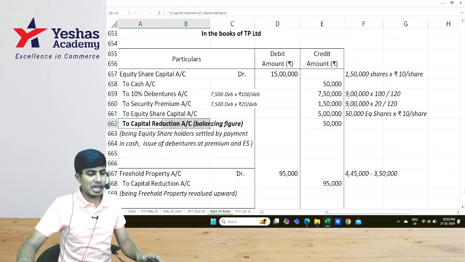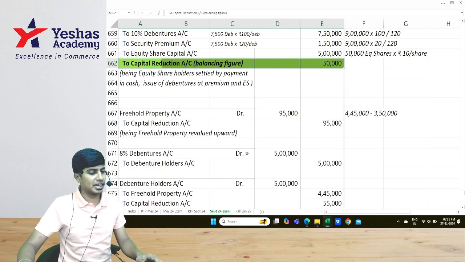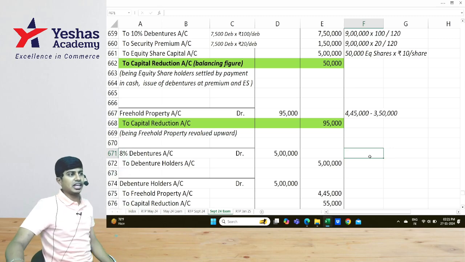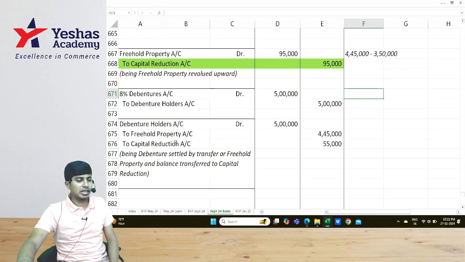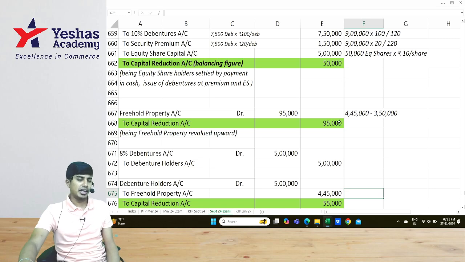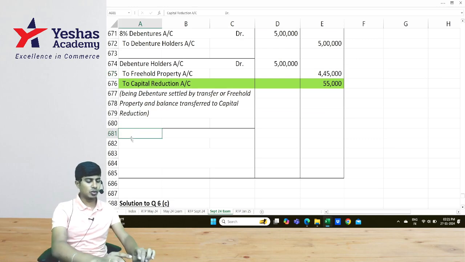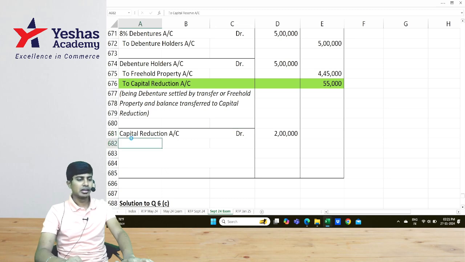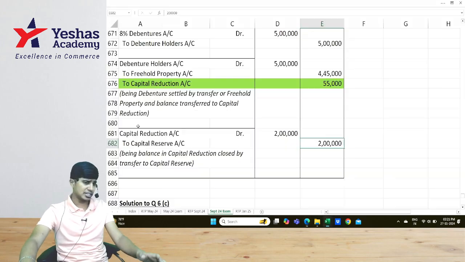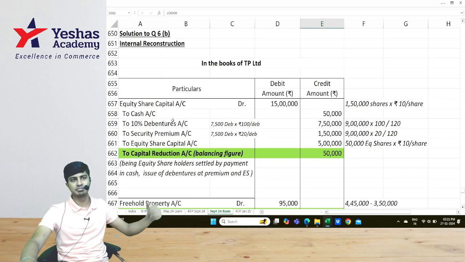In the first entry, there is capital reduction of 50,000. It is a credit, so take it as minus in the calculator. Second entry, there is again capital reduction of 95,000, so again take minus 95,000. Third entry, there is no capital reduction. Final entry, there is 55,000 capital reduction. So basically 50 credit, 95 credit, 55 credit, 2 lakh in total. I have to close that. I need to debit capital reduction account by 2 lakh and credit it to my capital reserve, 2 lakh. They haven't asked us to redraft the balance sheet. So this is the end of the question on internal reconstruction.